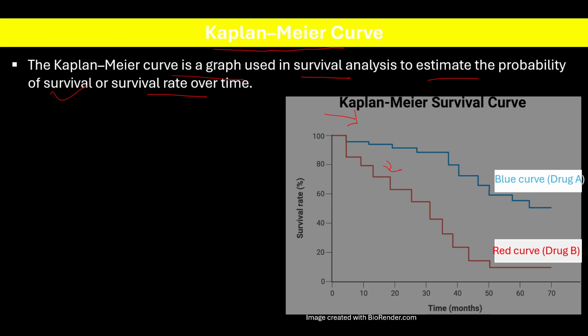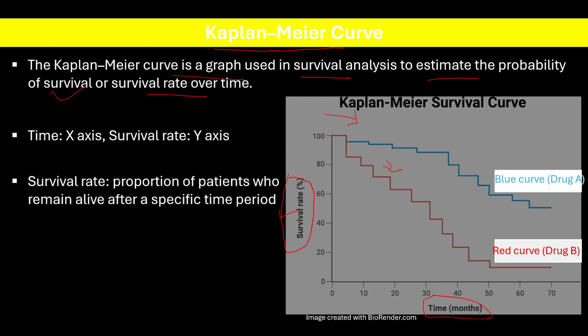In Kaplan Meier curve, we have survival rate or percent probability of survival in y-axis and time period in x-axis. So then what is survival rate? Survival rate is the proportion of patients who remain alive after a specific time period. For example, for drug B treatment, survival rate at 20 months time period is at 60%. For the drug A treatment, survival rate at 20 months period is below 100% or above 80%.